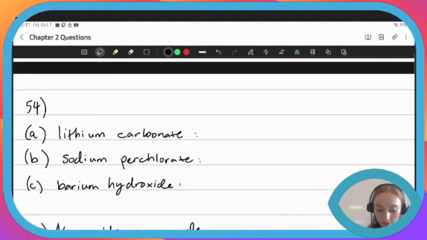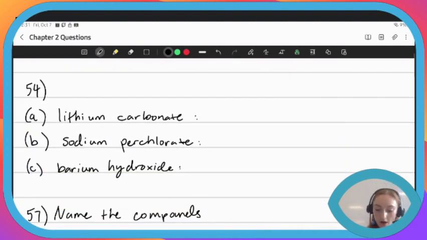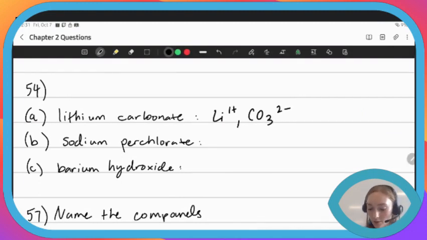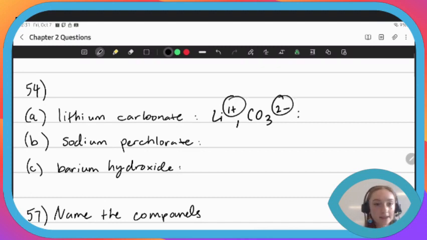So let's go to 54A, and we have lithium carbonate. Lithium has a charge of 1 plus, and carbonate has a charge of 2 minus. That's also one of the ions that you should be getting to know more familiarly. Because this has a 1 plus and this is a 2 minus, we need 2 of the lithiums to neutralize out carbonate. So this will be Li2CO3.